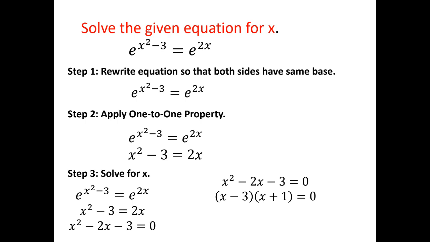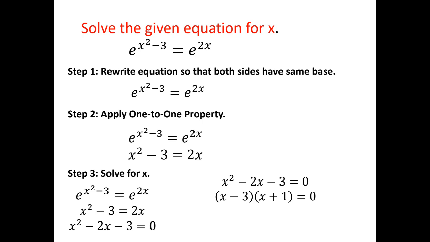And what I did is I found two numbers that when I multiply them together give me negative 3, and when I add them together give me that negative 2. What are those two numbers? Well, it's negative 3 with a positive 1. Negative 3 times positive 1 is that negative 3, and negative 3 plus 1 is that negative 2.